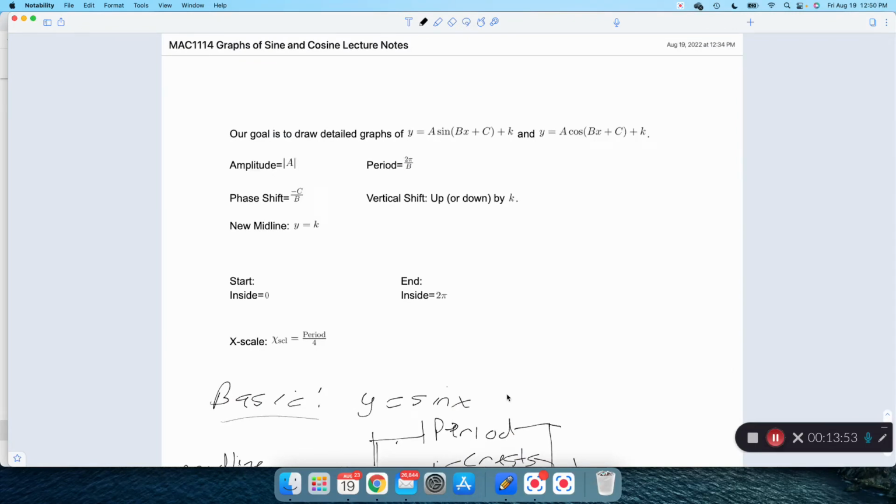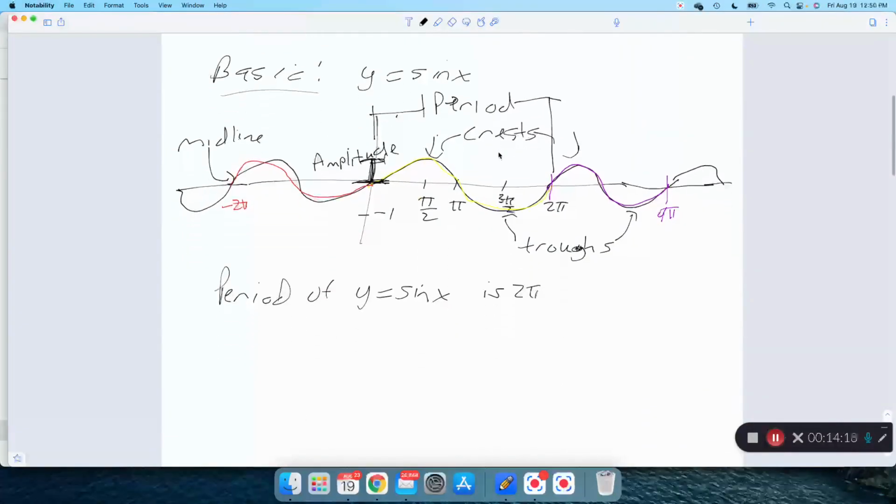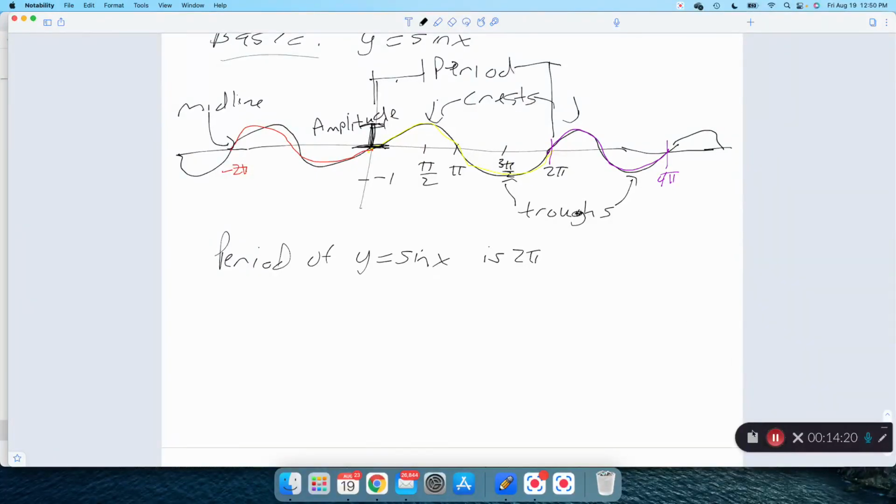What we're going to be doing is changing the period. So my new period will be the old period over b, a number I put in there. You don't have to learn all this now. We're going to build all this up. We're going to shift these things left and right. We call that a phase shift. We're going to move them up and down. We call that a vertical shift. That's this number outside, k. Okay, that's a good place to stop on this one.